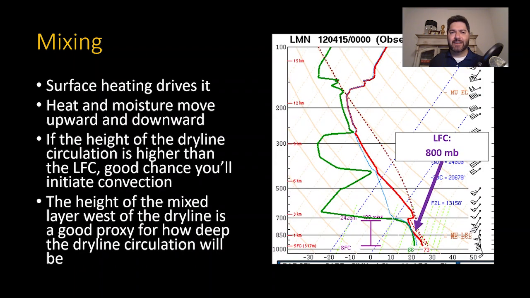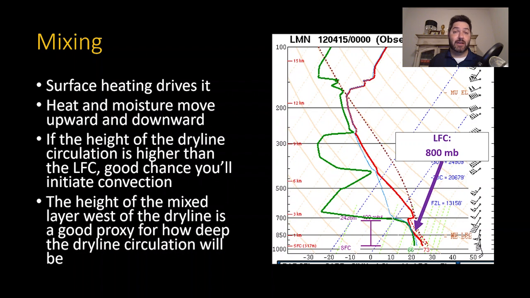So mixing is driven by surface heating. You can think of it like thermals, right? So you have hawks that fly really high during the afternoons on these thermals. It's the same concept. It's very important for convective initiation, it turns out. So if the height of the dryline circulation is higher than the level of free convection, there's a good chance you're going to initiate convection. It turns out that the height of the mixed layer west of the dry line is a good proxy for how deep the dry line circulation will be.